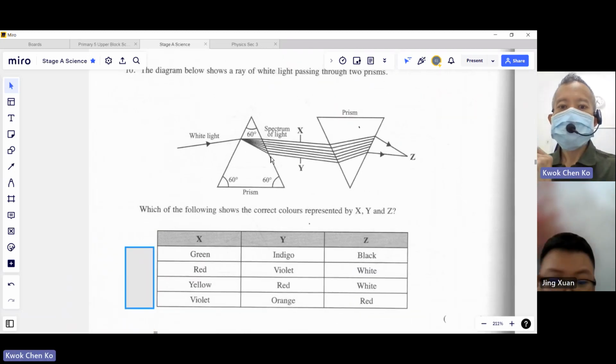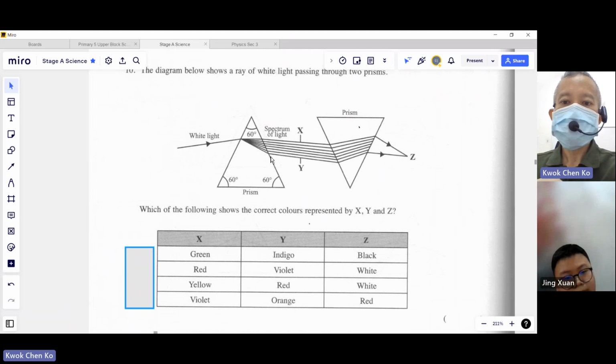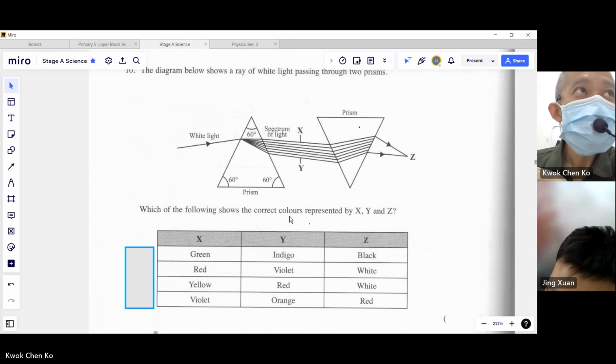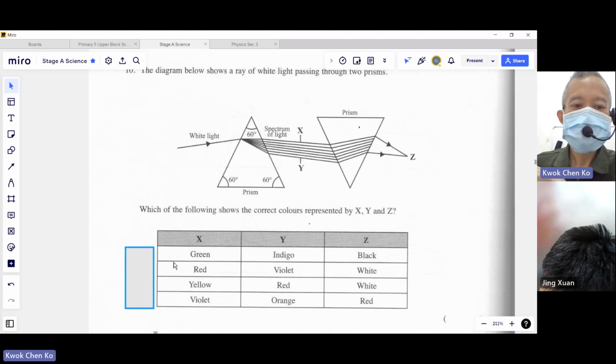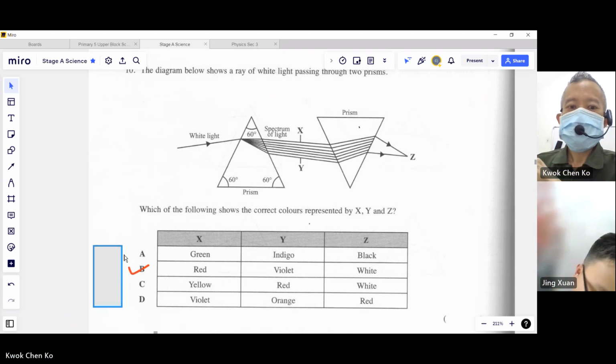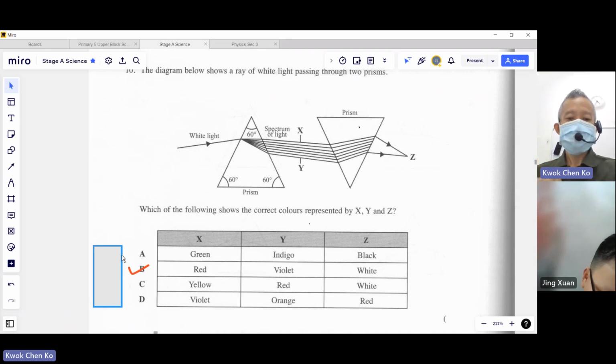Which of the following shows the correct colors represented by X, Y, and Z? D, yeah? Yep, it's the same thing. Basically, red bends less, violet bends more. In the end, they combine back together.